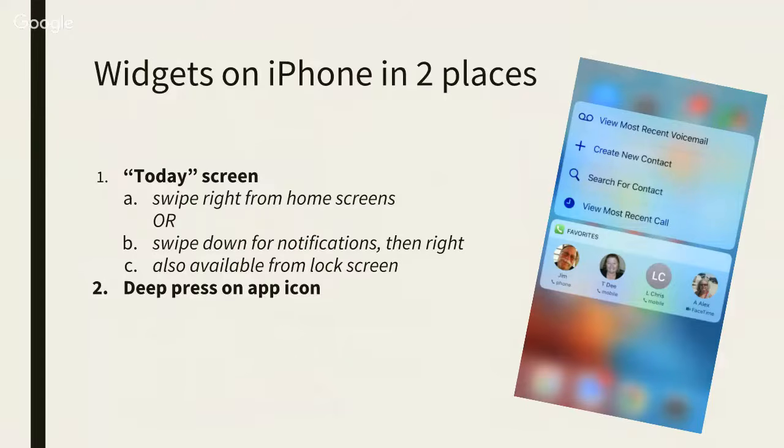And then the second type is relatively new. You deep press on an app icon. So what's pictured there is I have deep pressed on the phone icon, and you get your favorites right there. You don't have to tap on phone and tap on favorites. You just hard press, deep press. 3D press. 3D press is the technical word for it, and we will show you that.